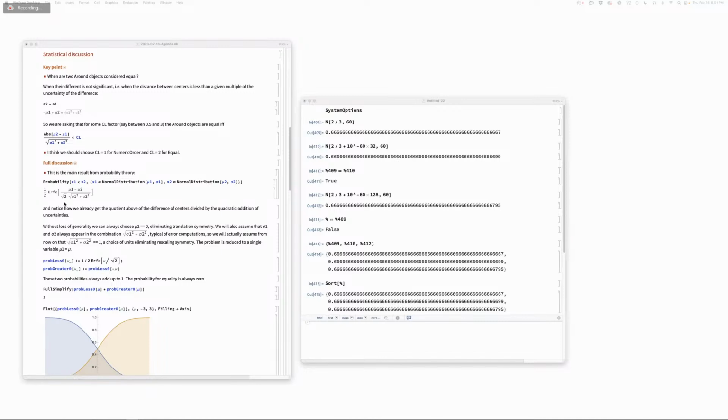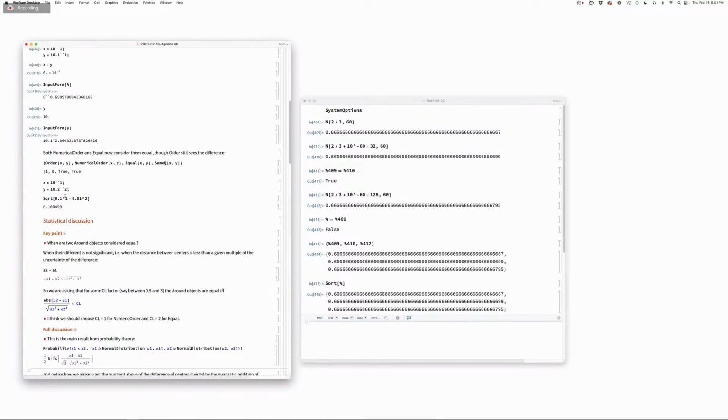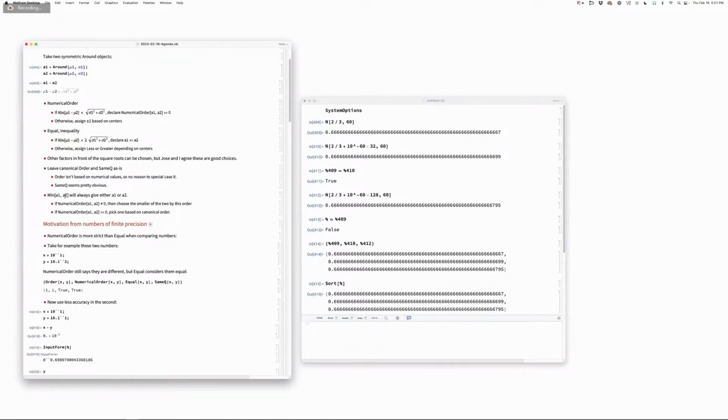Yes, and it's interesting to see that the quotient we have been looking at appears there naturally: 2 times the difference divided by the square root of the sums. It's the elements of the subtraction of the two centers and standard deviations. I get it. So that's the abs.